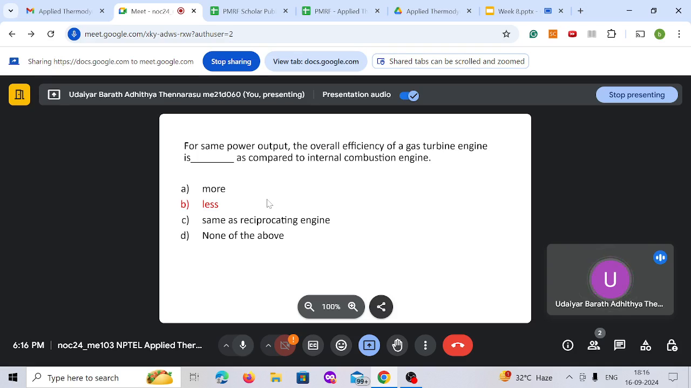We can see it from the efficiency formula also. We can compare the efficiency of the Brayton cycle and the simpler one, which will be the Otto cycle. Using both, you can estimate for the same output how much the efficiency is varying.